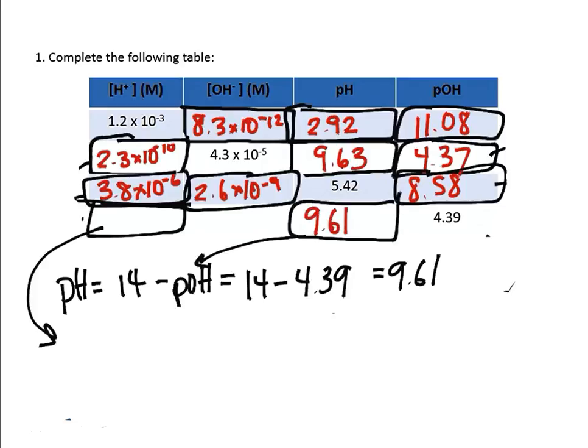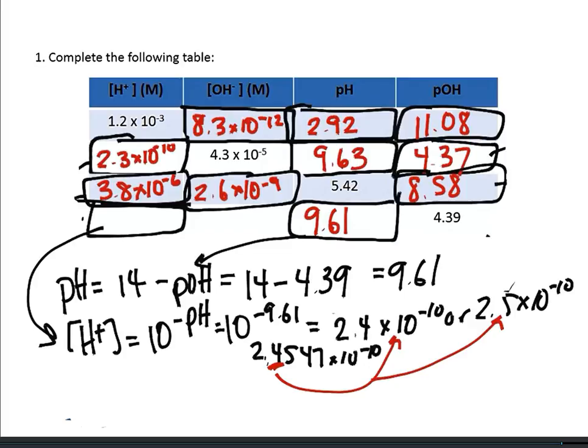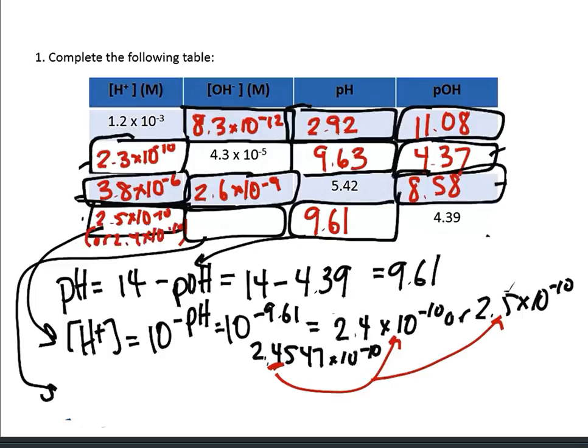Now I can calculate hydrogen ion concentration because that's going to be 10 to the negative 9.61, sorry, and that's going to give me 2.4 times 10 to the minus 10, or 2.5 times 10 to the minus 10. The reason is because the answer is 2.45, and it depends on how you round 5. If you round it up or you round to the even number, either way, that's acceptable.